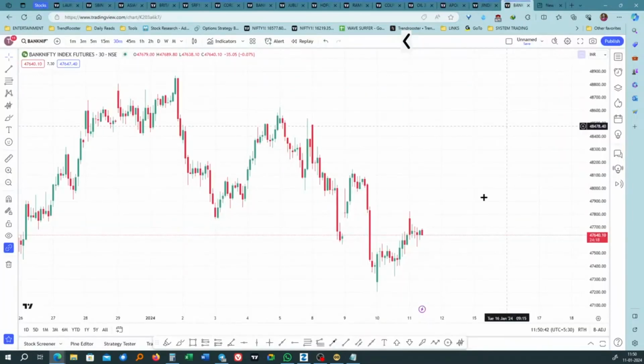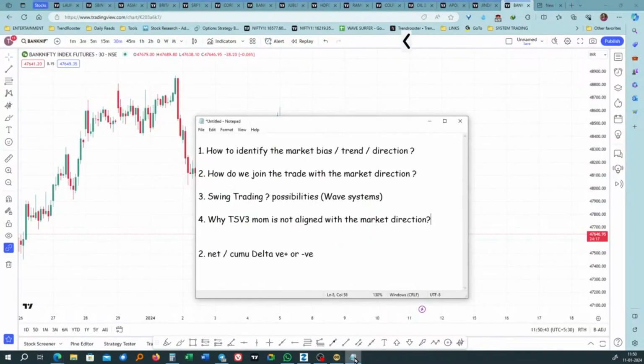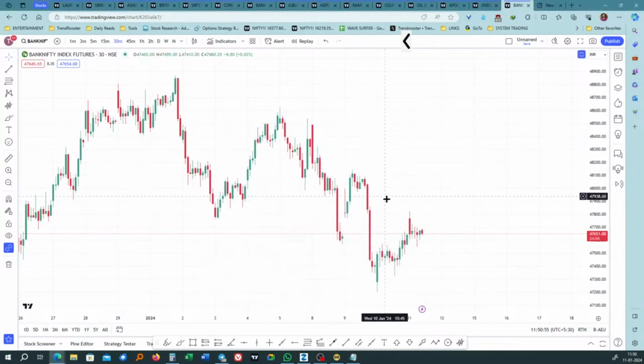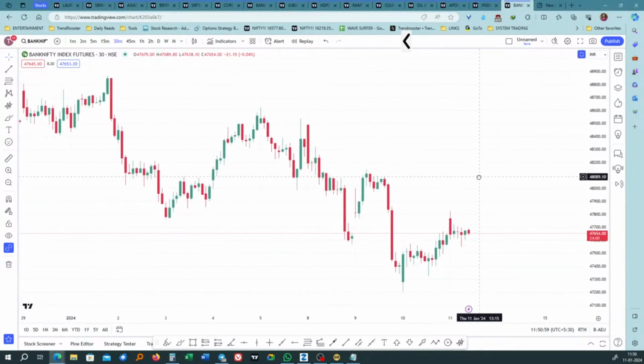Okay, what was the next question? Swing trading possible, I'll cover this later on. How to identify the market trend direction, market bias, or trend and direction? That's actually a million dollar or billion dollar question. There are multiple ways to identify the market direction.